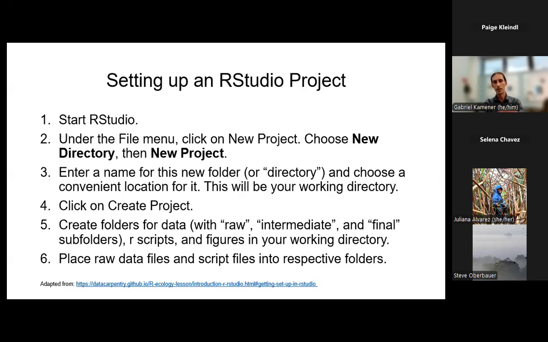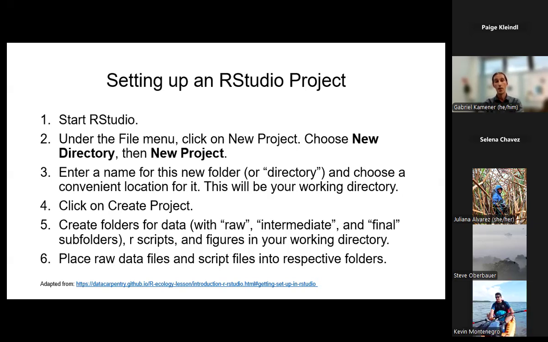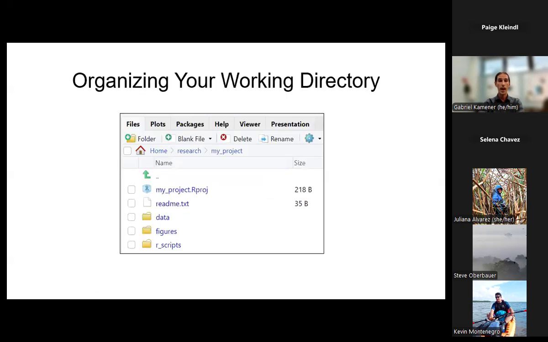And so this is just the steps to go through to set up an RStudio project. It's adapted from a Data Carpentry lesson linked at the bottom. Basically, you start RStudio and go through those steps, and you create your folders for your data with raw, intermediate, and final subfolders, a folder for your R scripts, and a folder for figures. You could add other folders as needed. And so it would end up looking something like this.